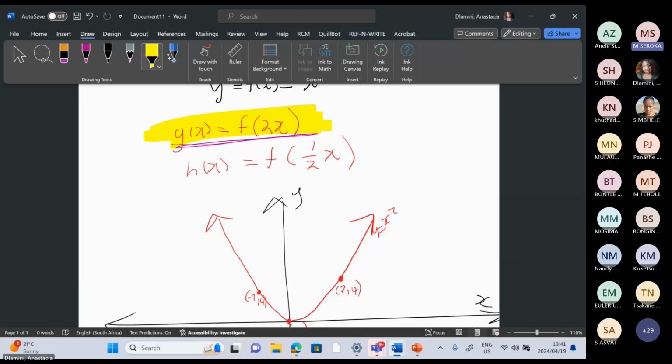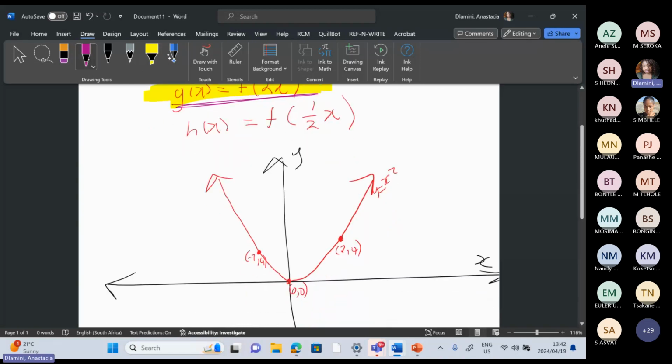Ma'am, because we are stretching the graph. Horizontally. So that means that we are stretching it horizontally, ma'am. That means that the X values are going to change. Okay. You're saying it's negative 4 and 4. Let's start there. Negative 4 and 4. It means it will be here somewhere, right?